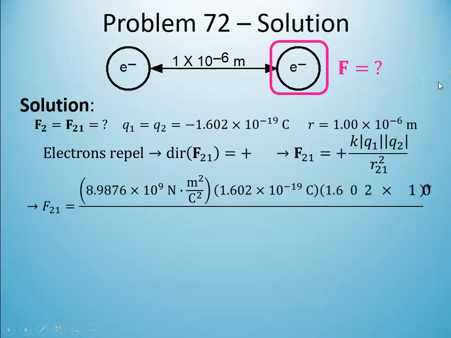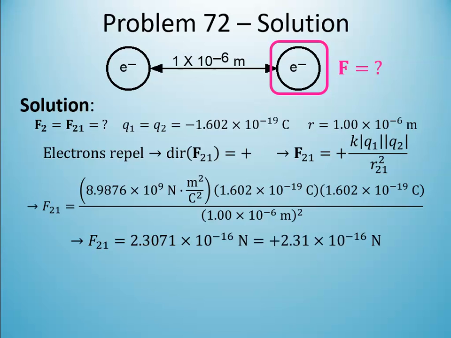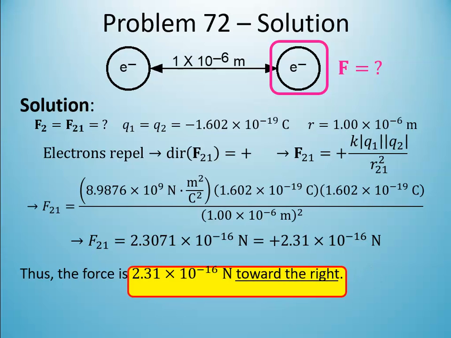And now we plug in our numbers, getting the magnitude of the force, and that turns out to be 2.31 times 10 to the minus 16 newtons. The direction of the force is toward the right.